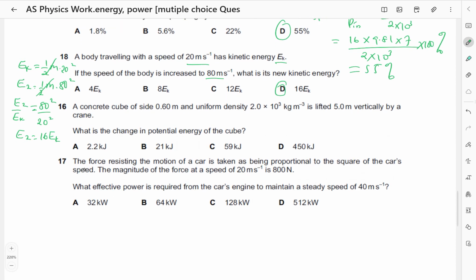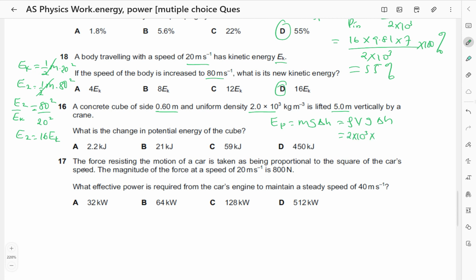A concrete cube of side 0.6 meters and uniform density 2 times 10 power 3 kilograms per meter cubed is lifted 5 meters vertically by a crane. What is the change in potential energy of the cube? So this one is direct. Potential energy is equal to mg times the change in height. They didn't give us the mass, but mass is density times volume. So this will be times g times the change in height. The density is 2 times 10 power 3.